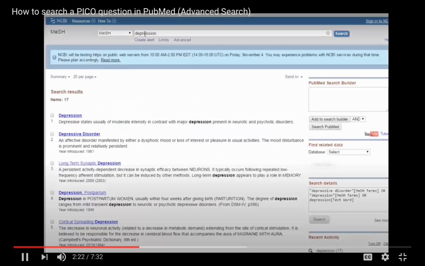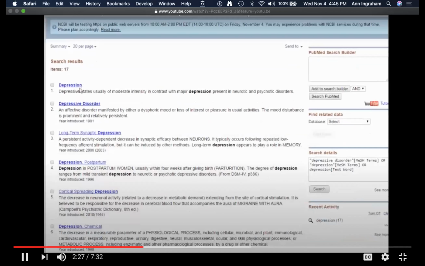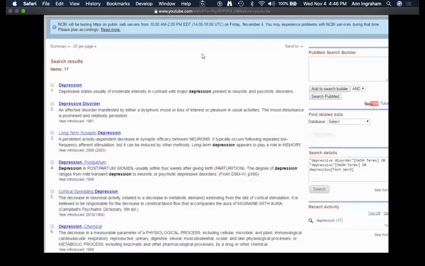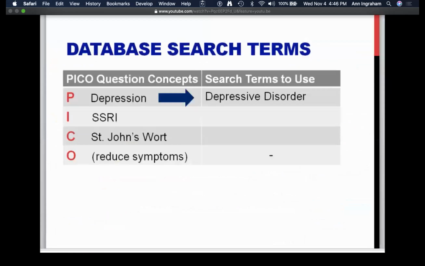Let's search for depression. Here are the results in the MeSH database of terminology. You'll see there's depression and depressive disorder. It's important to read the descriptions here carefully. Depressive disorder is the term that would be best in this case because we're not looking at depression as a temporary state of mind. In this case scenario, it's actually a disorder. As you plan your search, it's helpful to have a scratch paper or something similar to this table where you can write down the good search terms that you find as you identify them.